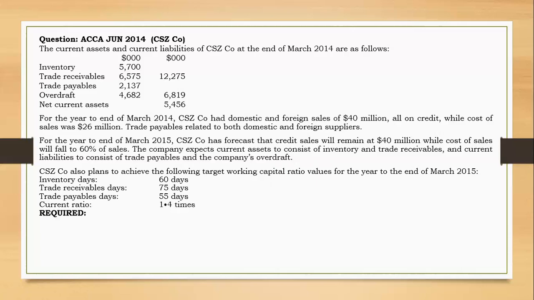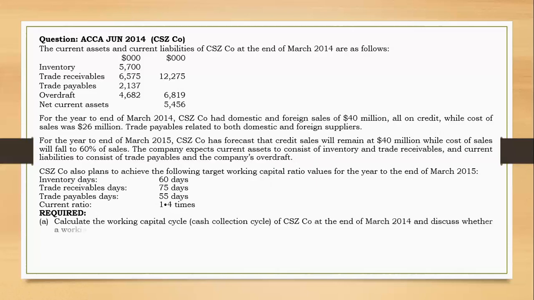And what are we required to do now? A, calculate the working capital cycle, that is the cash collection cycle or cash conversion cycle of CSZ company at the end of March 2014, and discuss whether a working capital cycle should be positive or negative. So that's what you have to consider here. We'll start with this one, and this relates to March 2014. The figures for March 2014 are above here.